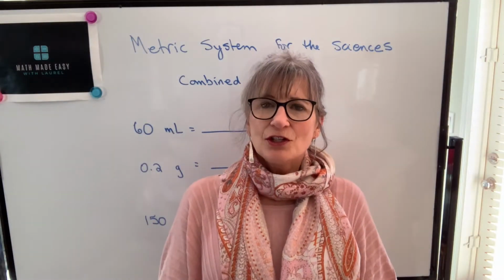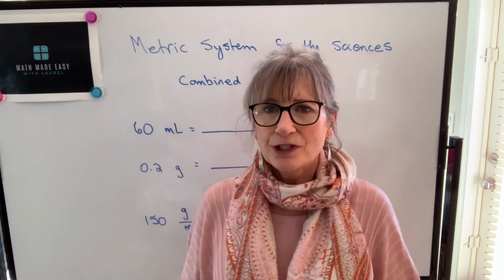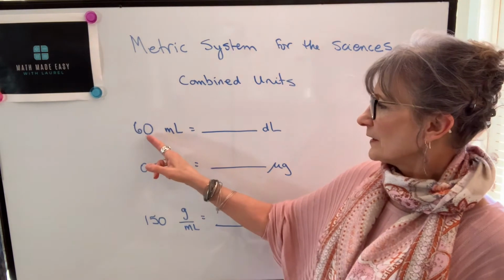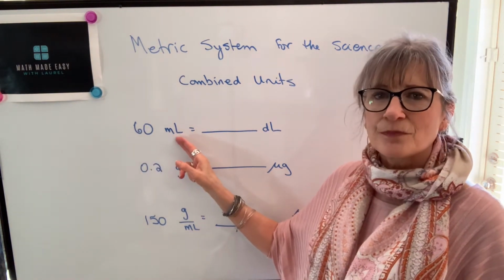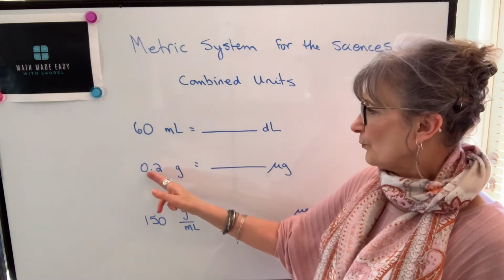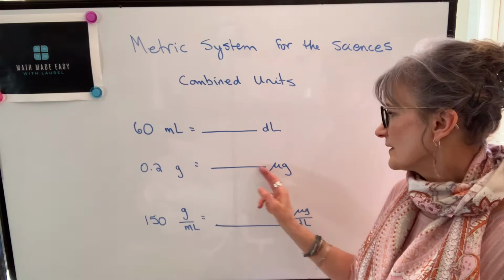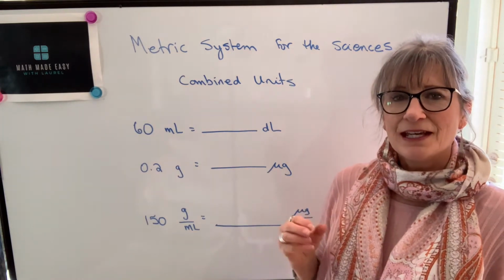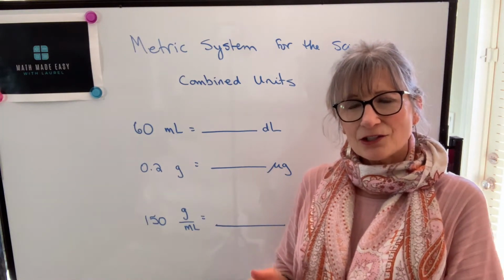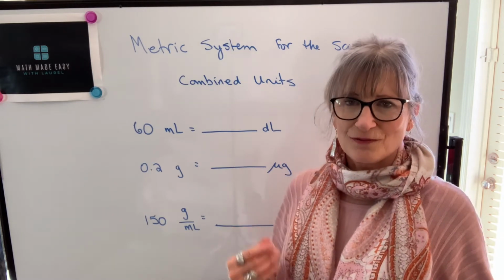In the previous video, I talked about how we change from one metric unit to another metric unit. So for example, if we had a measurement of 60 milliliters, we were able to change that to deciliters. Or if we had a mass of 0.2 grams, we could express that in micrograms. If you haven't taken a look at that video yet, I strongly recommend you do that first before this video.